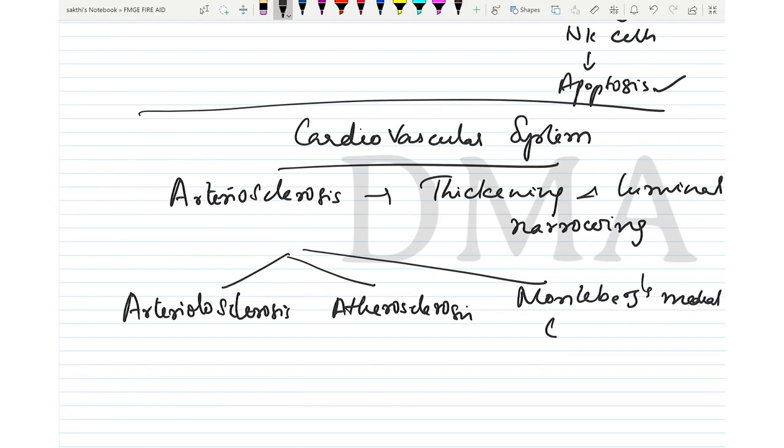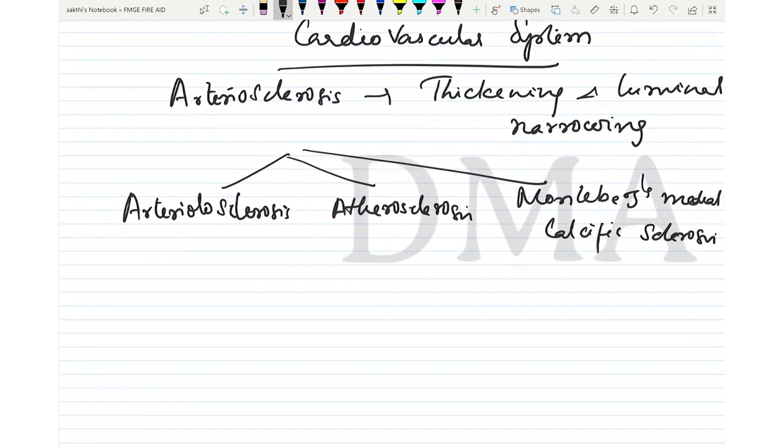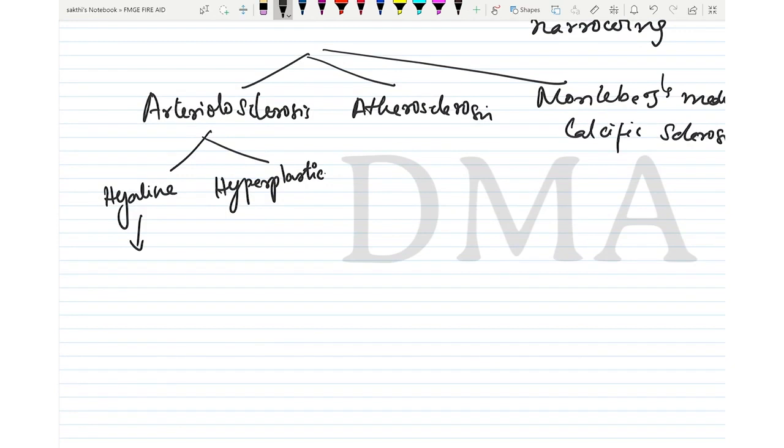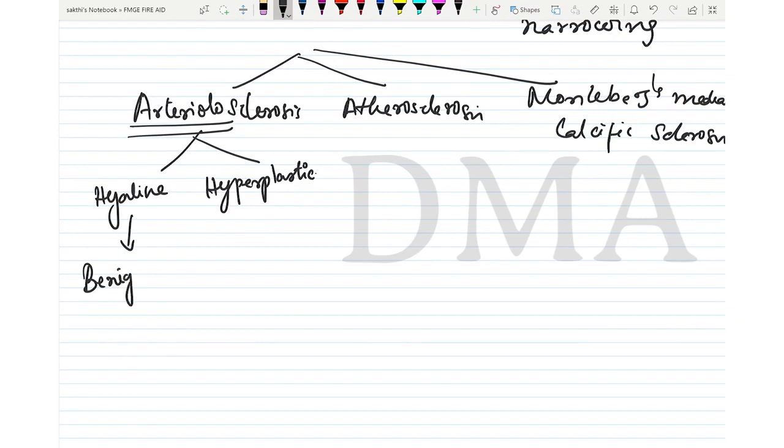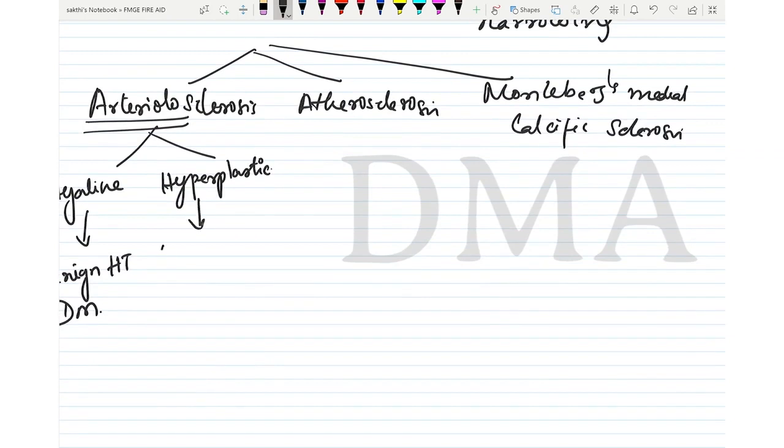So arteriolosclerosis, again, is of two types: hyaline arteriolosclerosis and hyperplastic arteriolosclerosis. Hyaline arteriolosclerosis, as the name suggests, occurs in the arterioles. It is very commonly seen in benign hypertension and diabetes mellitus. In hyperplastic arteriolosclerosis, there is an onion skin like thickening of the tunica intima, classically seen in malignant hypertension. Hyperplastic arteriolosclerosis can go on to fibrinoid necrosis.